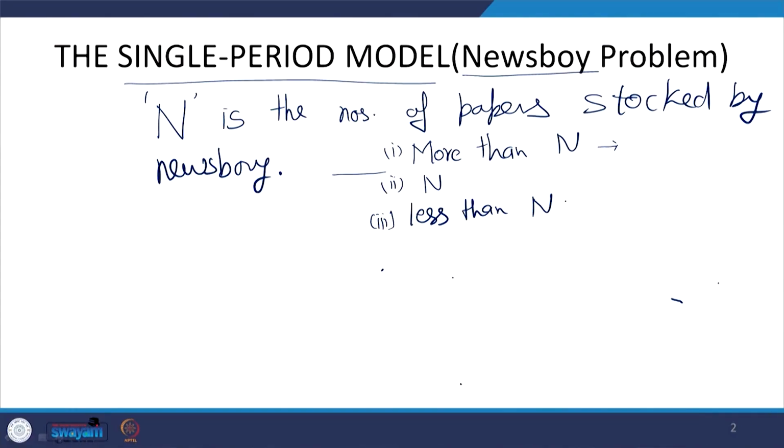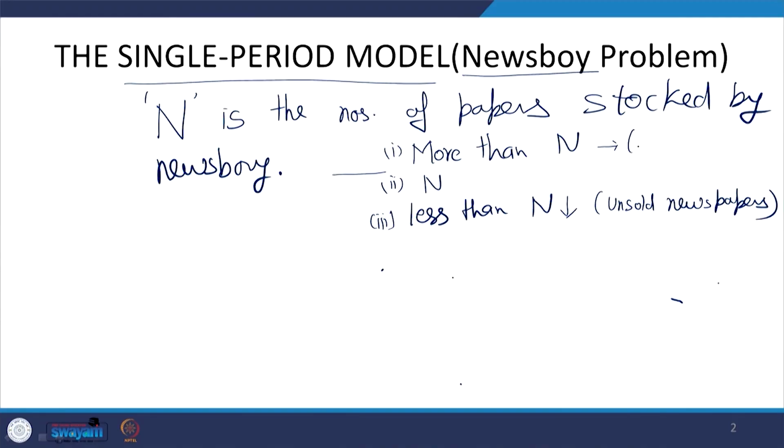But it is also possible that demand is less than n. If demand is less than n, it means you have unsold newspapers. At the end of the day, some newspapers are with you which are unsold. Here you have understocked. This case is of overstocking.